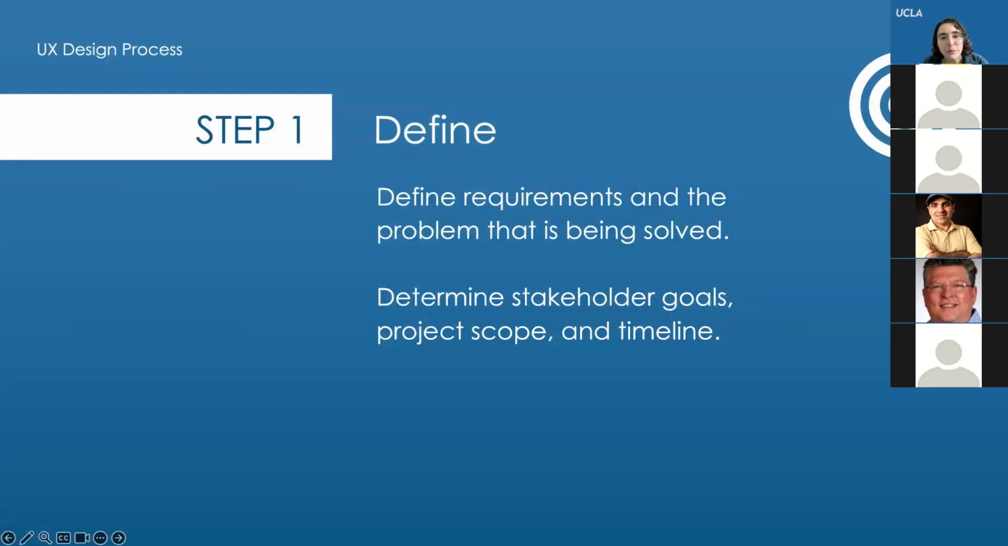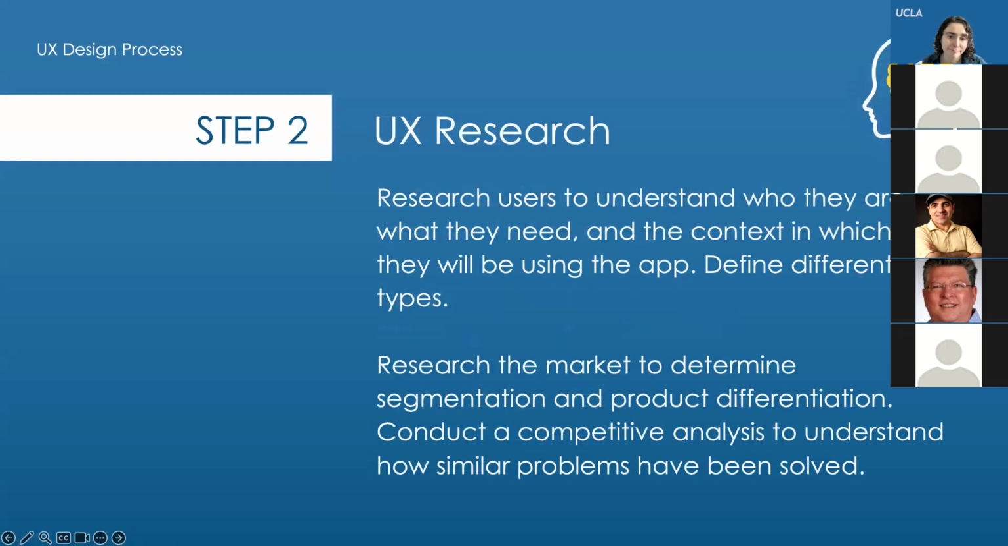So, looking at the UX design process steps in a little bit more detail, in step one of the UX design process, that's where we're defining the requirements and the problem that is being solved. And then in step two, we can research for creating the actual product.